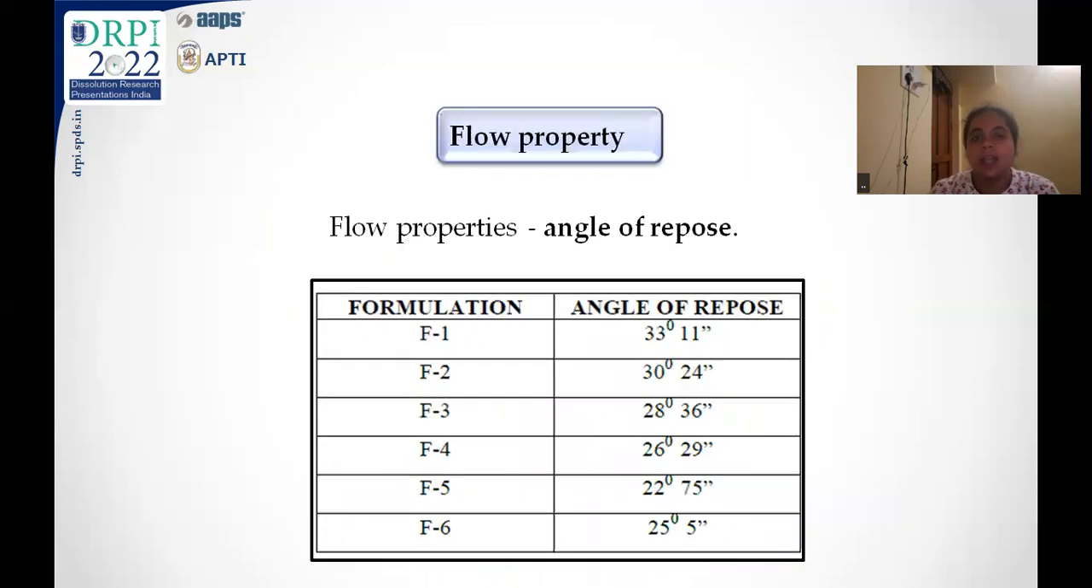This was followed by flow property. The flow property was determined from angle of repose value. As tabulated, it was observed that all the batches were found to be fit in respect of flowability as theta value ranged between 22 to 33 degrees.